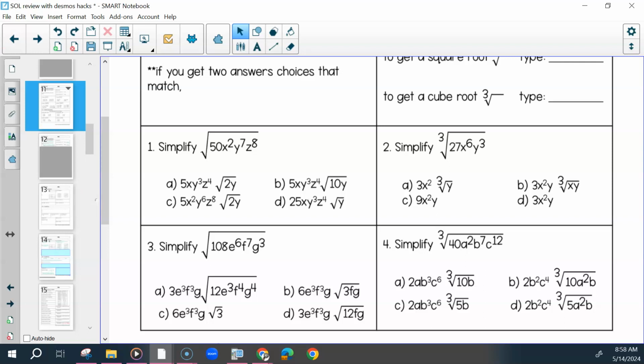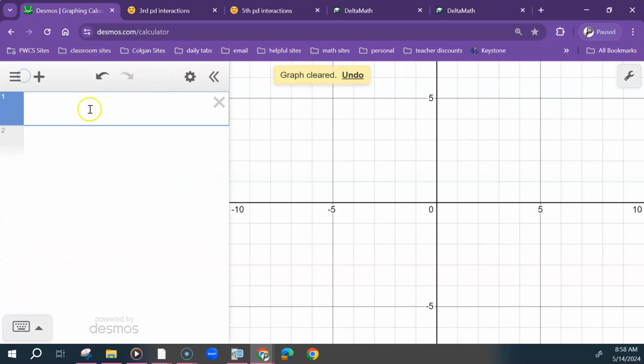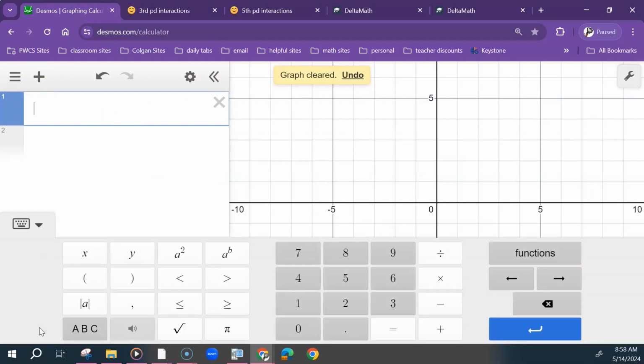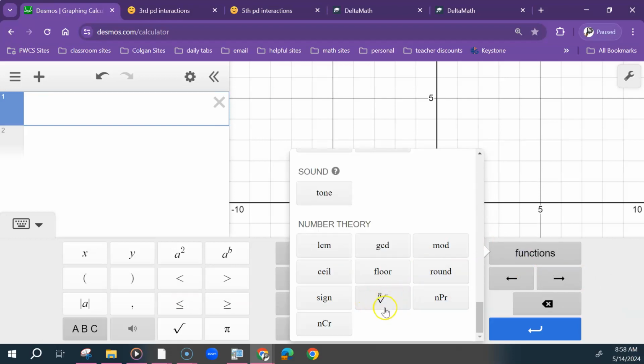For your cube root, you can do one of two things. You can either go into your keyboard, go into the functions, scroll all the way to the bottom, and use the nth root. Or you can type in the letters C, B, R, T, and it transforms to a cube root. You can do the same thing with the square root. So if I were to type in that original, make sure you're doing that in Desmos.